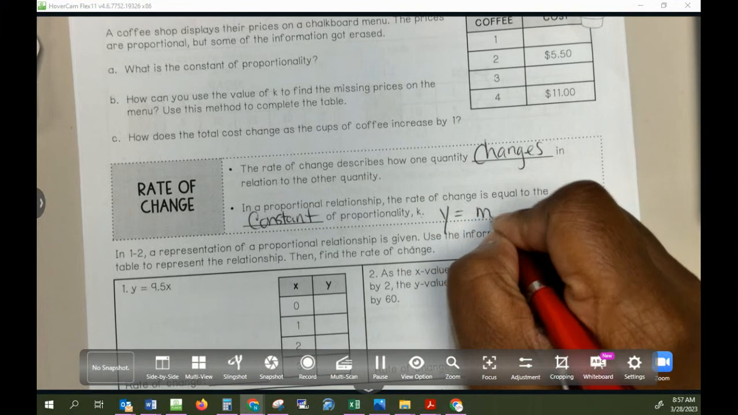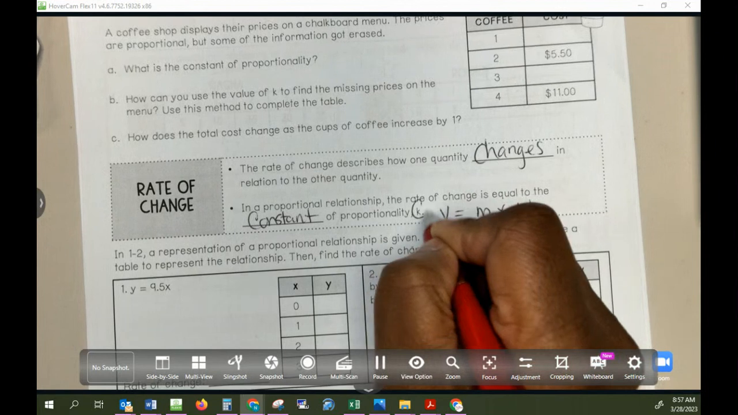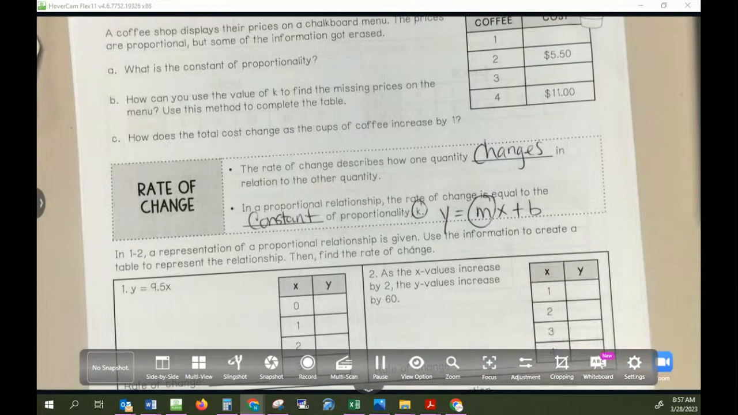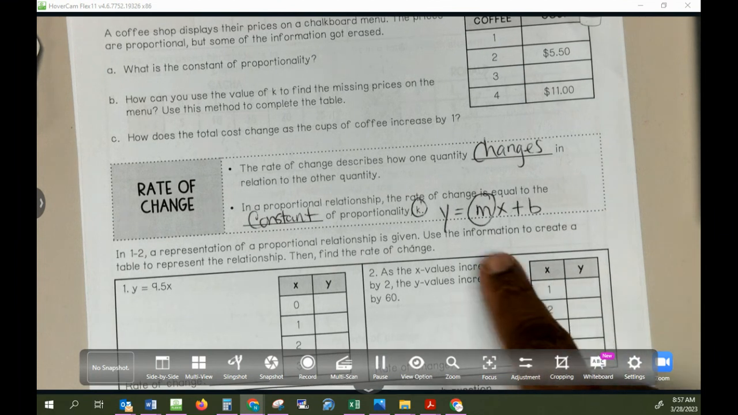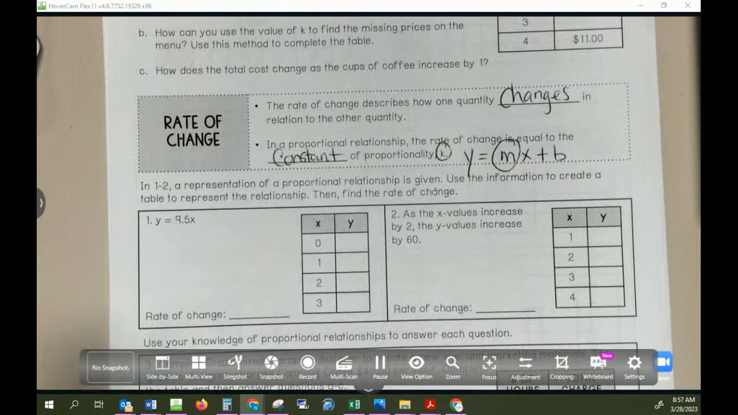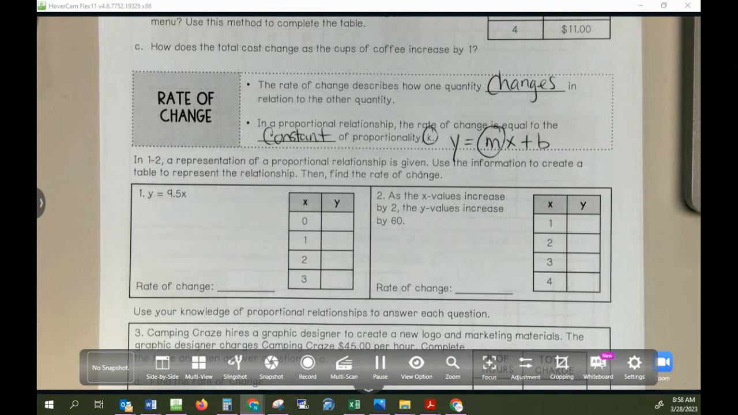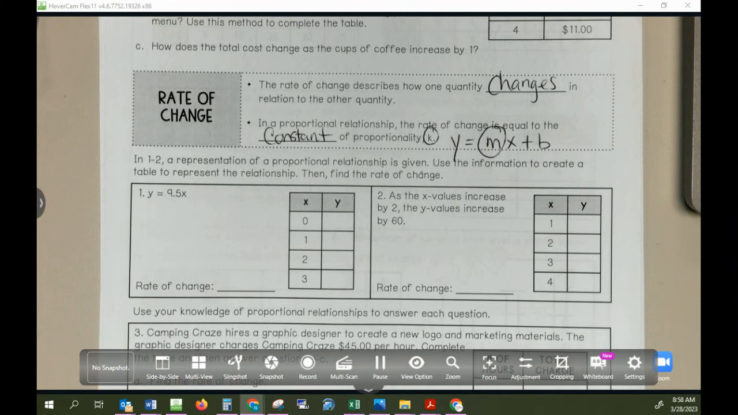So, when we always go back to our original equation, y equals mx plus b, whatever my k is going to be is equal to my m. Why? Because the relationship is proportional. If I can find a constant rate of proportionality, I can always find what my slope is, or my rate of change. So here, it gives us what our equation is. So if they give us a situation, we need to be able to fill in the table, and we need to identify what is the rate of change.